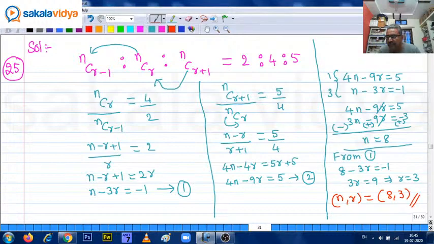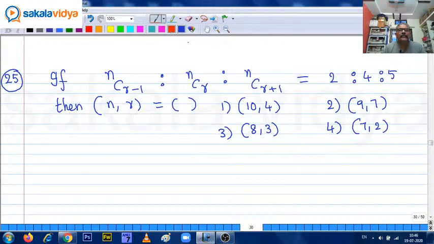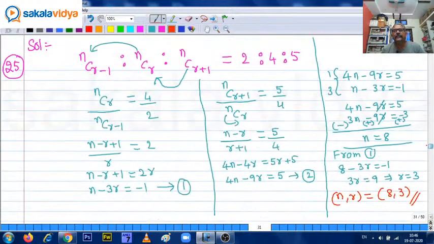Choose your right option. So now select the right option, that is 8, 3. This is the solution.